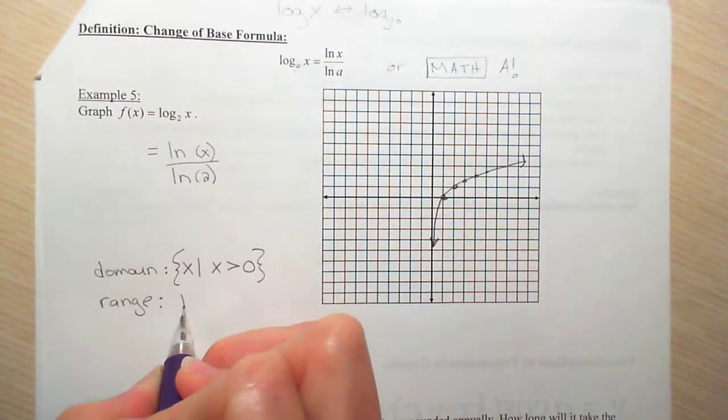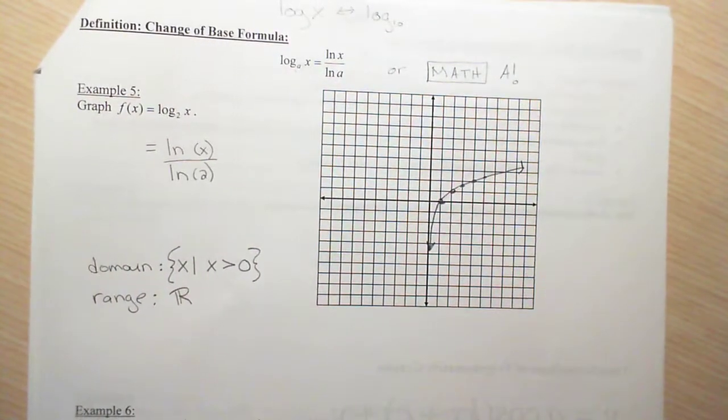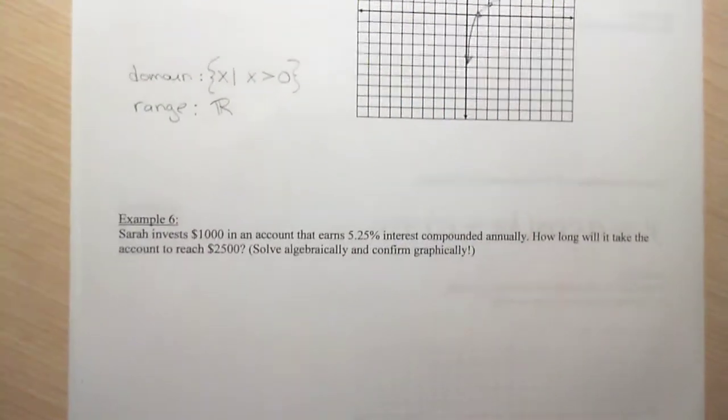Hard to imagine, I know, but that is what happens. So your range is going to be all real numbers.